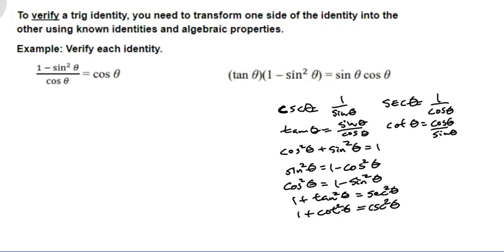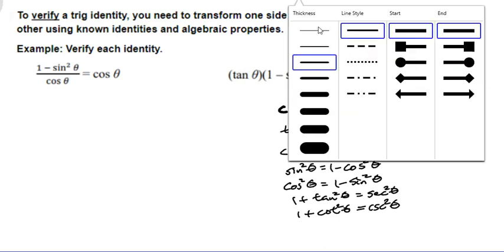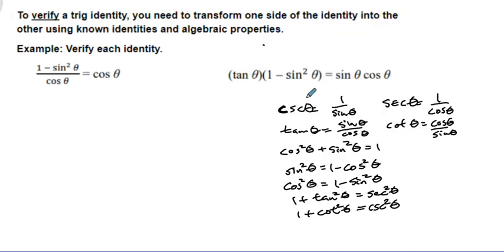All right, so now that we did our little review, I cut and pasted these from the other page and brought them over here with us. So these are our main identities we're going to use. At some point, you should try to have these memorized, but if you don't, you don't.